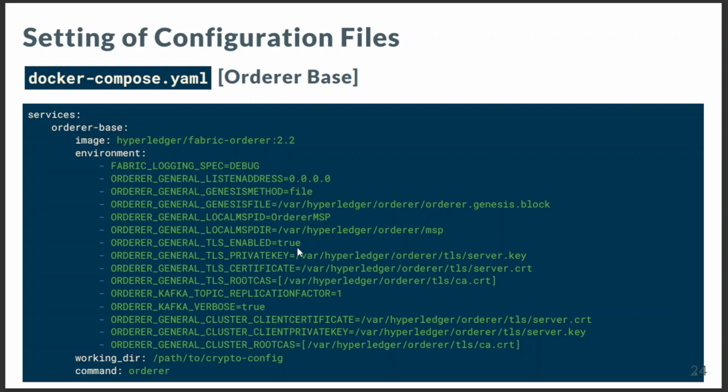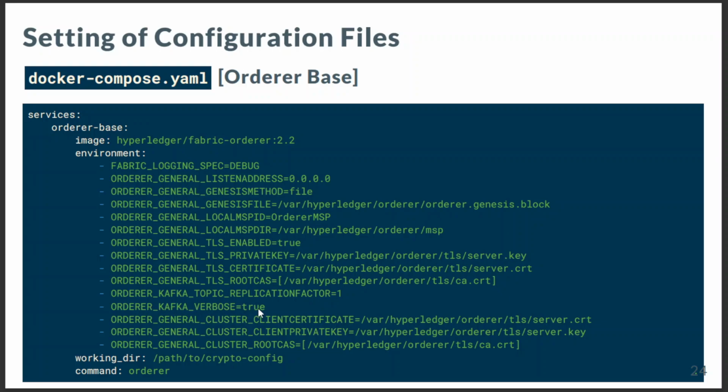Then TLS enabled true, as in the other containers. Private key for the TLS, certificate for the TLS and the root CA for the TLS. And finally the Kafka topic replication factor. This is a hyperparameter for the Kafka service. In the backend it uses Kafka to actually organize the messages. It is set to 1.